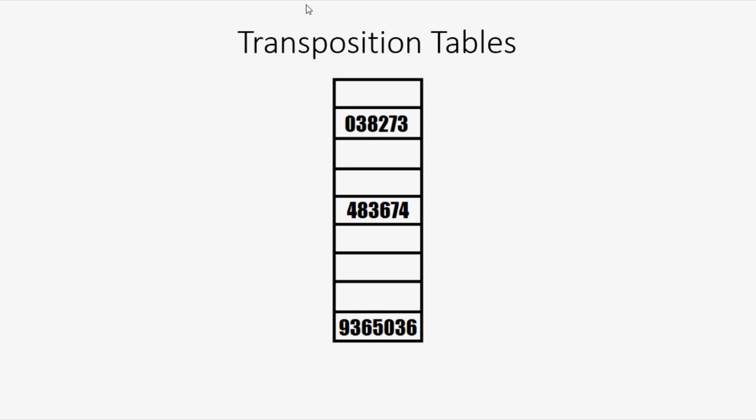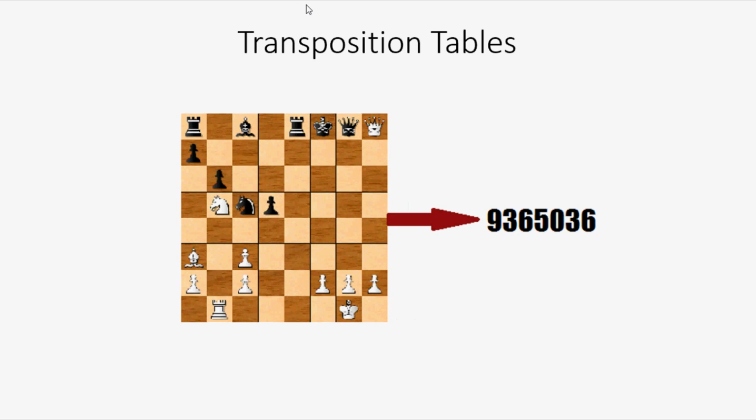And then when we rediscover that position, our engine will again convert it into the same number, and we'll be able to find that number in our array. So for instance, we take this position here on the left. This is a unique position, and we'll run a certain algorithm called a Zobrist key generator, which will take this position and turn it into a unique number. For now, I've just set it to this number here on the right. So this position equals that number, 9365036.